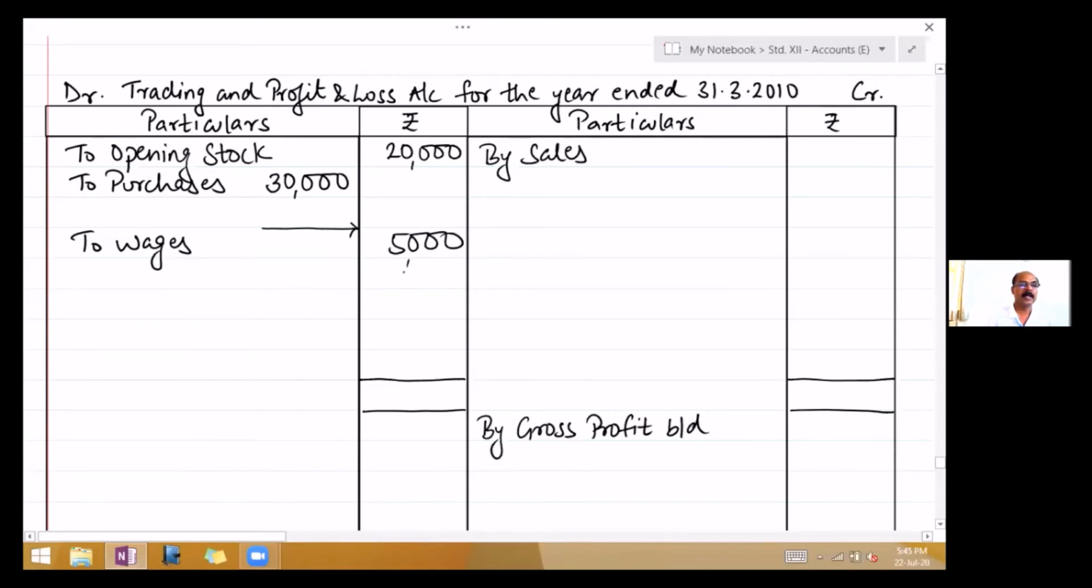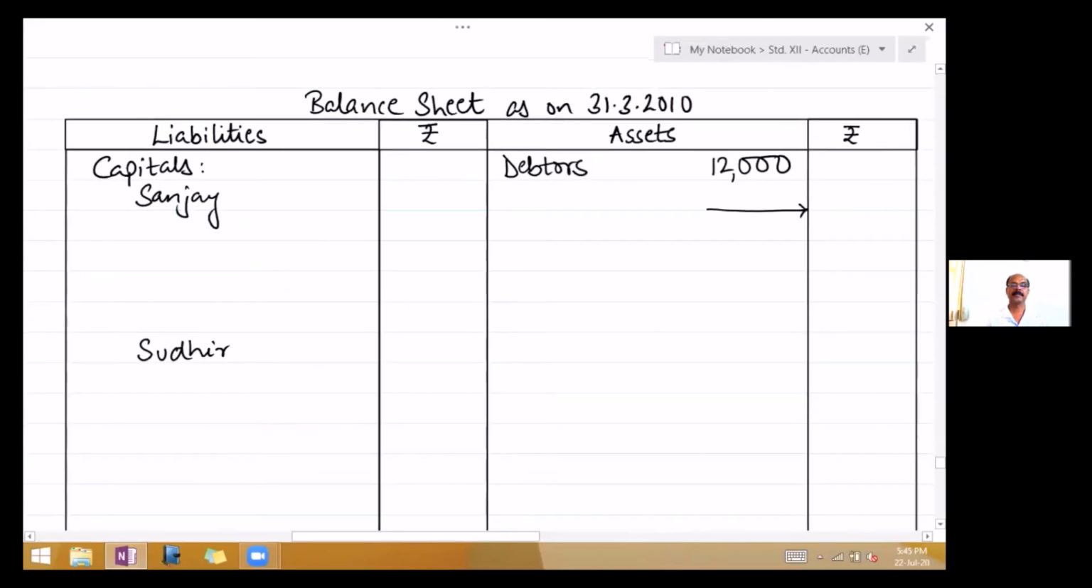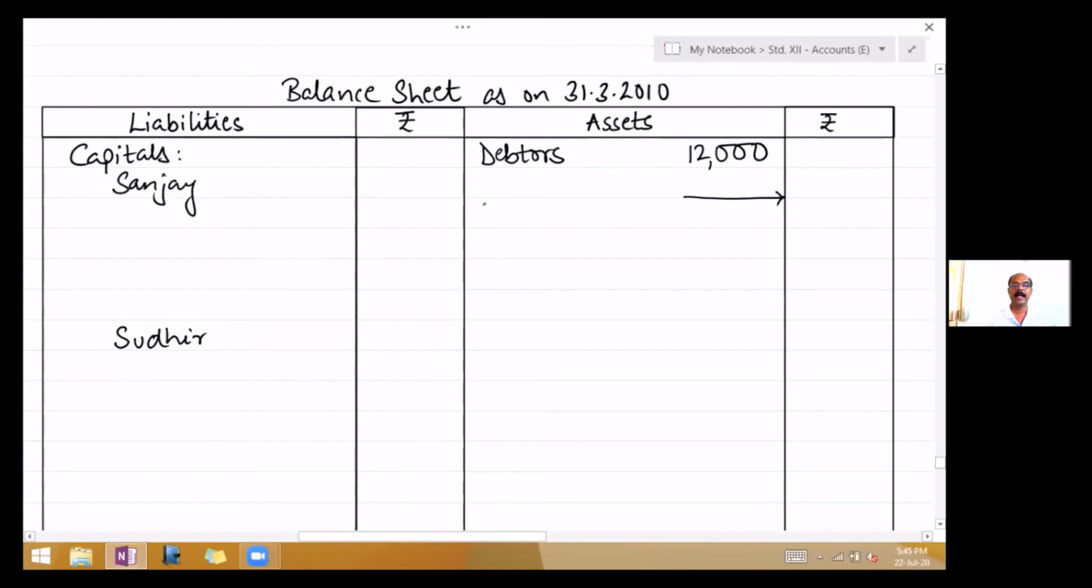Next, salaries 10,000. In P&L account, salaries 10,000. No adjustment, that's why I write in the outer column. Then, land and building 30,000, on the asset side of the balance sheet. Below debtors, leave one line and write land and building 30,000. No adjustment. Outer column 30,000. Next, plant and machinery 25,000. That is also on the asset side. Plant and machinery, outer column 25,000.